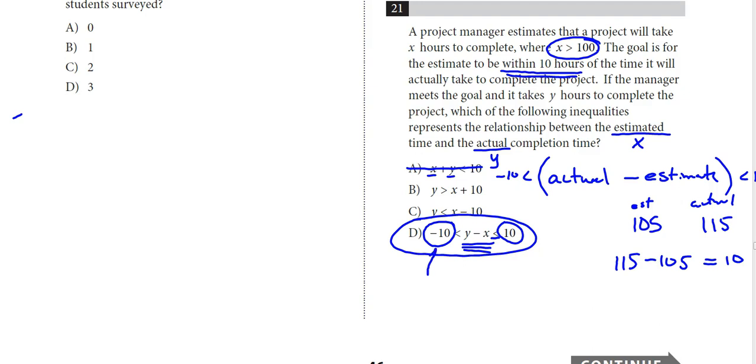Now, where the negative 10 comes out is, let's say your estimate was too much. So let's say the actual came out to be 95. Or let's say it was 96, just so it fits in our interval. If Y, the actual, was 96, take away the estimate of 105, that's going to be a negative 9, but we still are okay because we're within that 10 window. So the correct answer here is D.